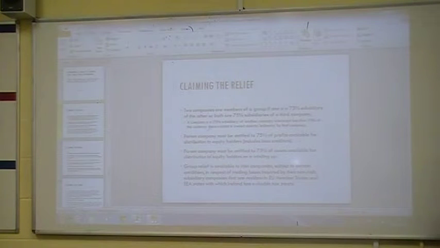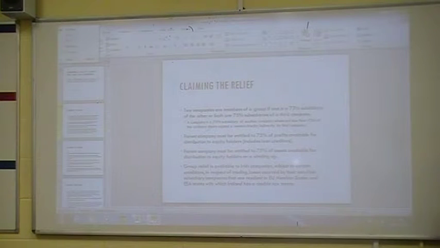A company is a 75% subsidiary of another company where not less than 75% of the ordinary share capital is owned directly or indirectly by that company. The parent company must be entitled to 75% of the profits available for distribution to equity holders, and to 75% of assets available for distribution to equity holders on a winding up.